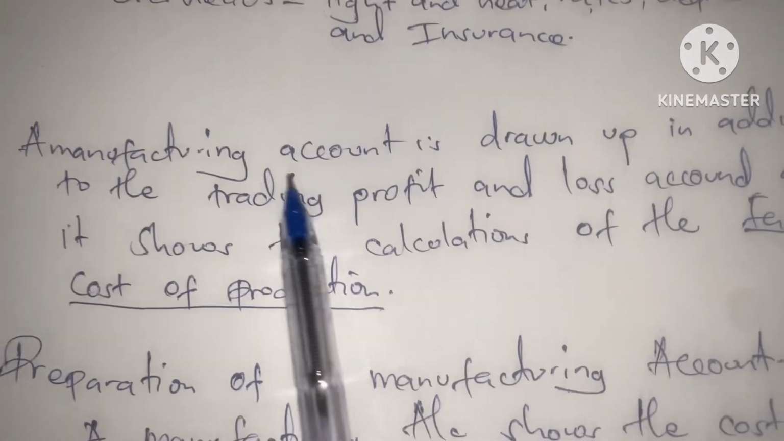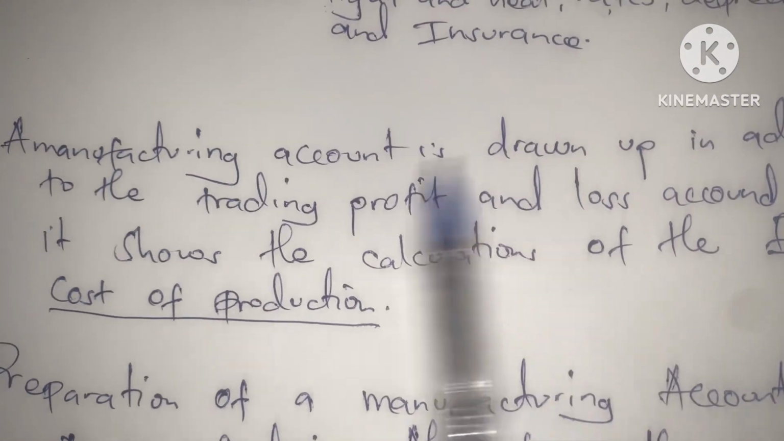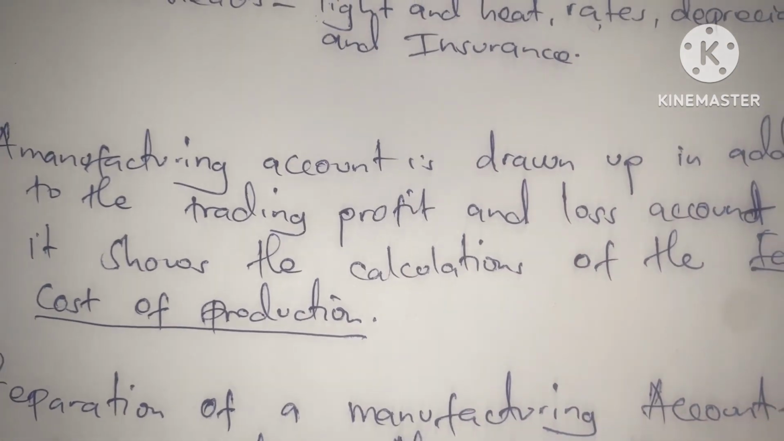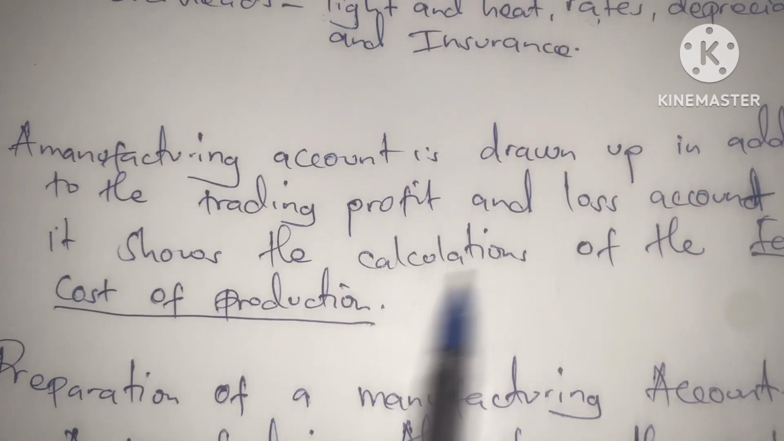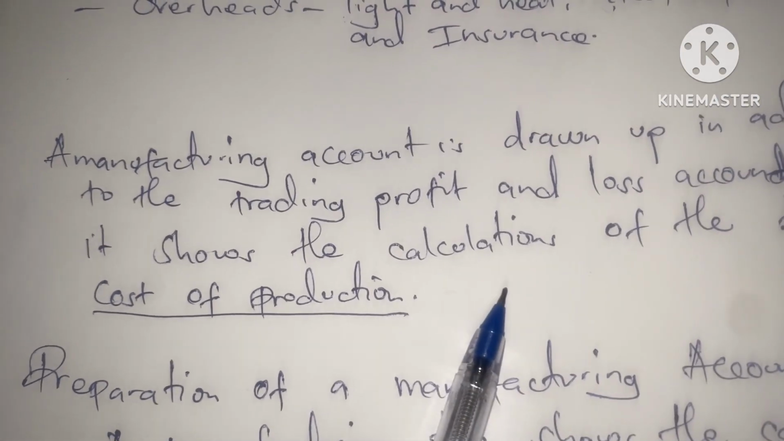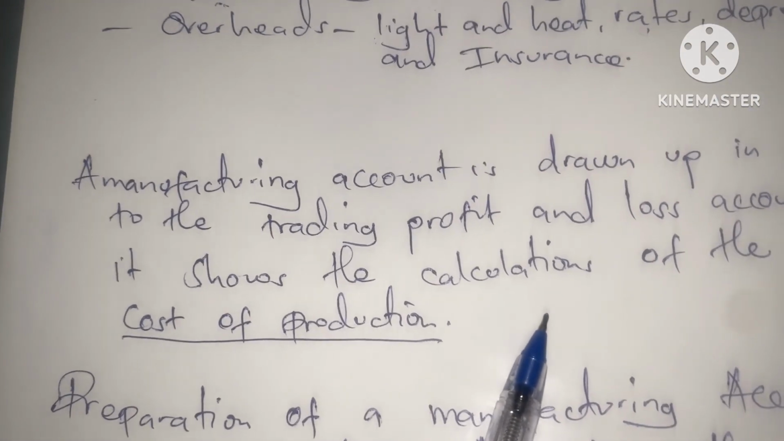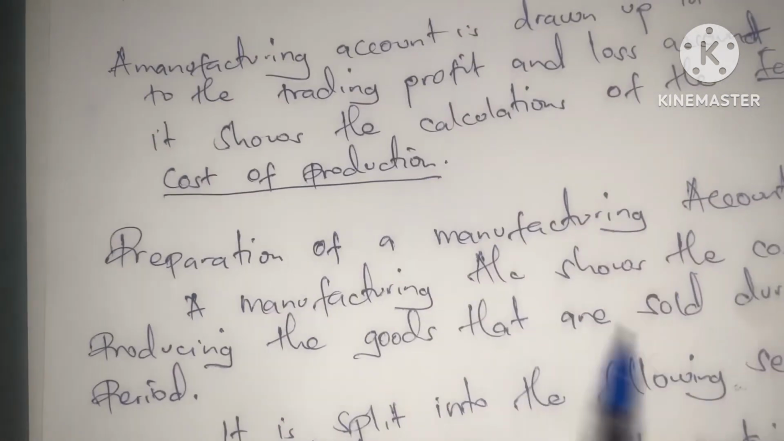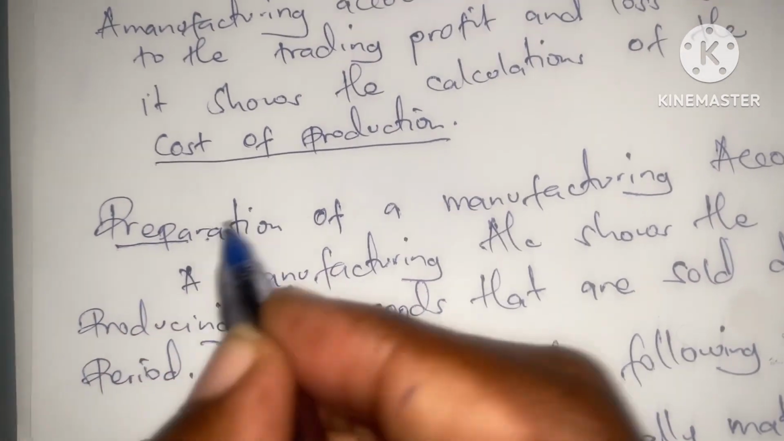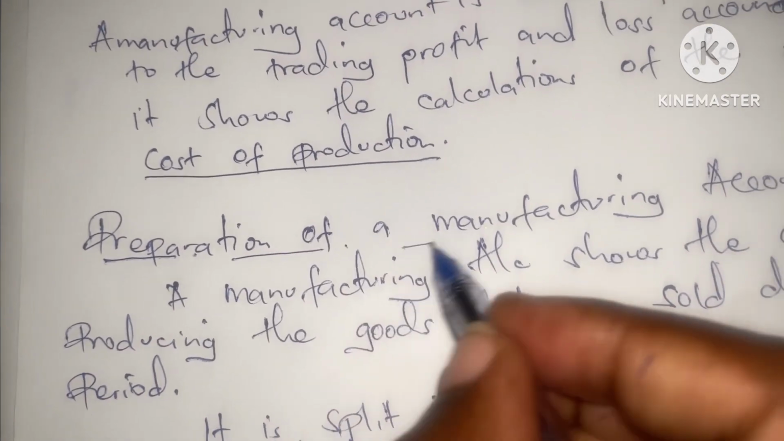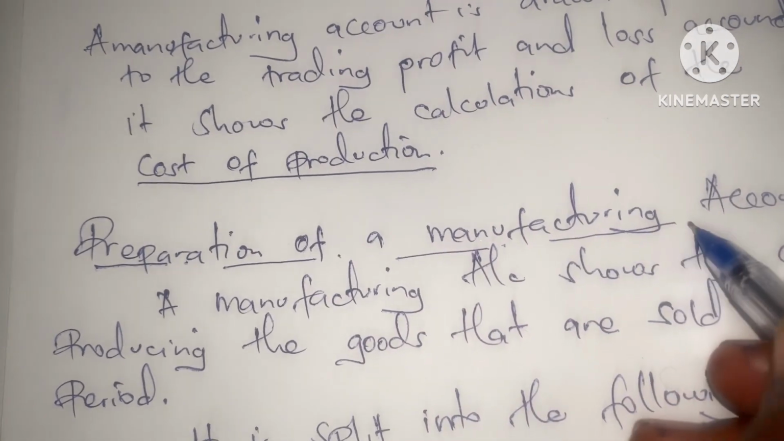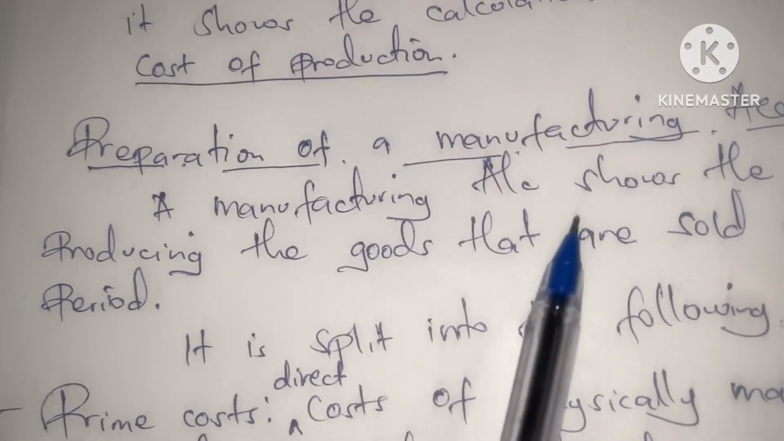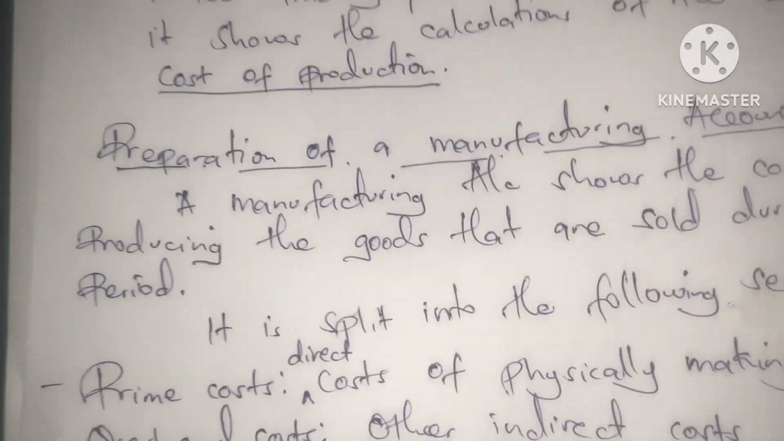So a manufacturing account is drawn up in addition to the trading profit and loss account, and it shows the calculation of the factory cost of production. So we prepare the manufacturing account to determine the factory cost of production. So, preparation of a manufacturing account. A manufacturing account shows the cost of producing the goods that are sold during the period.